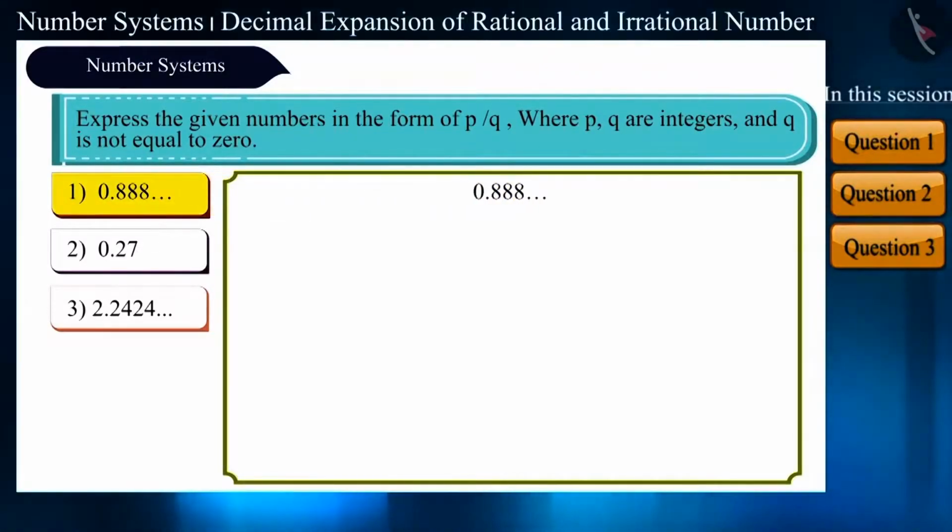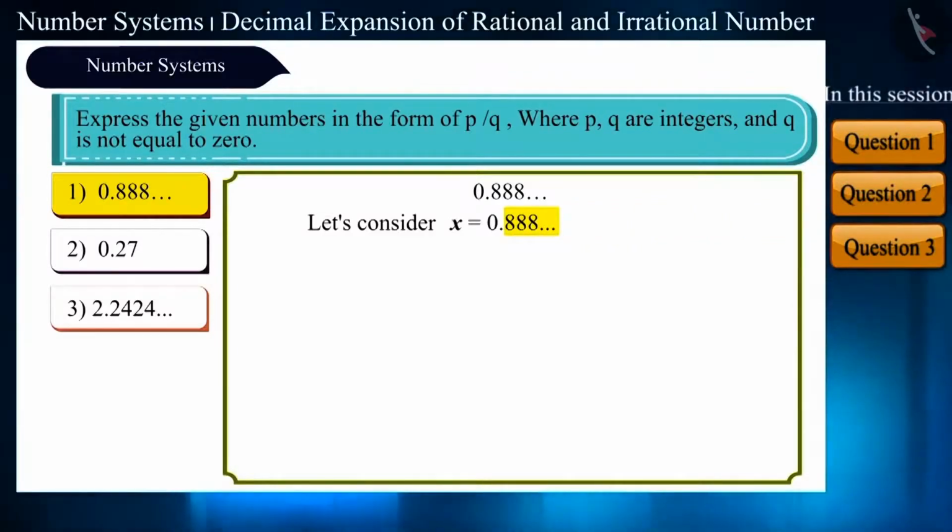Let's take the first number, 0.888. Let's consider it as x. Now we will see whether a number or a group of numbers is repeating after the decimal. Here, the same number 8 is getting repeated. So, we will multiply both sides by 10.